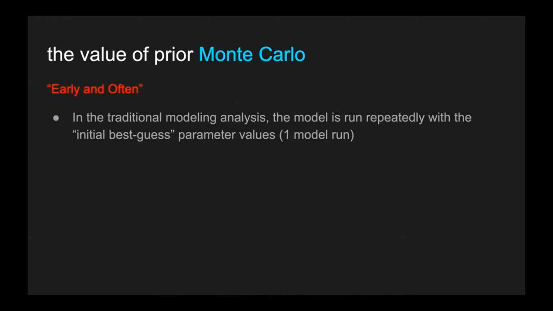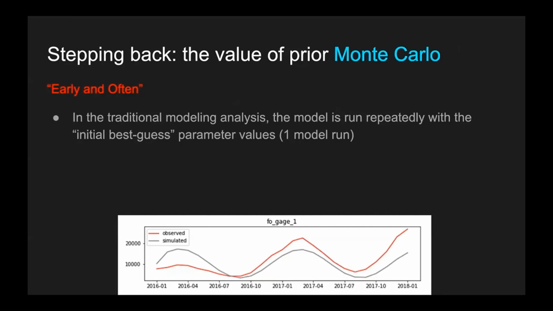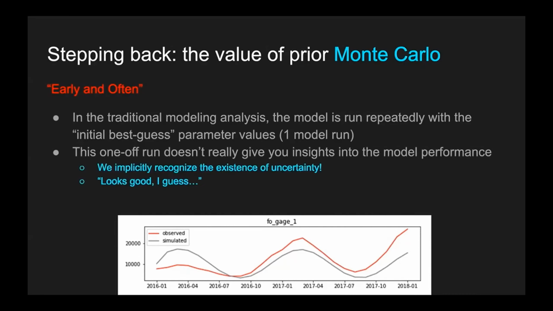So what is the real value of prior Monte Carlo? Well, in the traditional modeling setting, as we're building up the model and adding packages, processes and complexity, we would simply run the model once, look at the results and say, yeah, I guess that's good enough. Here's one of those situations. The observed value is here in red, and the gray is the simulated for a surface water flow observation location. We would look at this, maybe scratch our chin and say, I think that's pretty good, but we think it's pretty good simply because we know there's uncertainty in the model inputs, which means there's uncertainty in these outputs, so we really don't have any context to judge how well the model is performing in this prior setting.